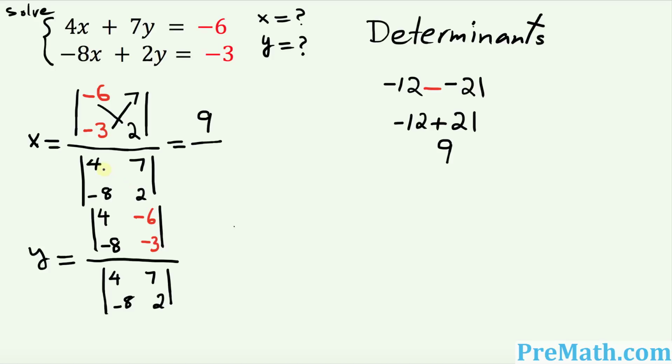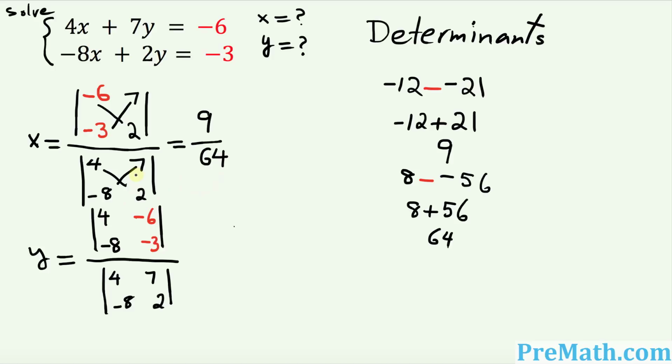Let's take care of the bottom determinant. 2 times 4 is what? 8. And then I want you to simply put a minus sign right after that and cross multiply the other way around, which is going to be negative what? 56. Negative and negative next to each other multiply. So 8 plus 56 is going to make what? 64. So the value of the bottom determinant is 64.